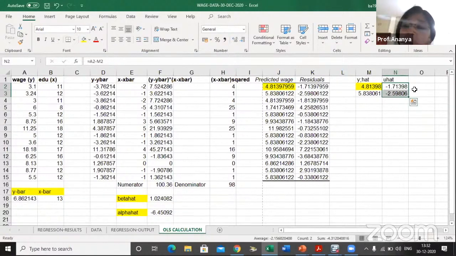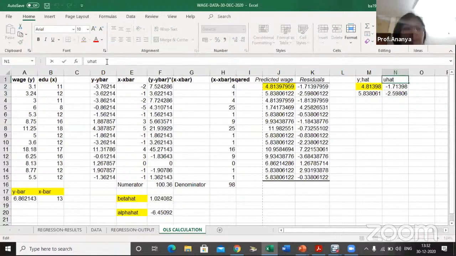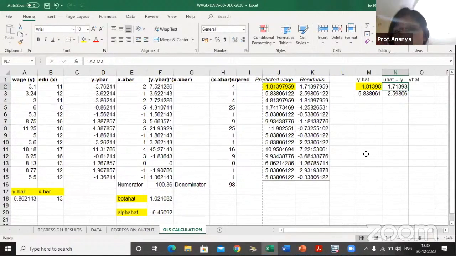As you can see, I have negative residuals. The first two residuals are negative because in this case, my Y is less than Y hat. So what is my U hat? My U hat is nothing but Y minus Y hat: the actual point minus the point on the line.